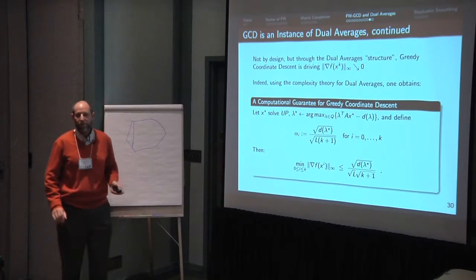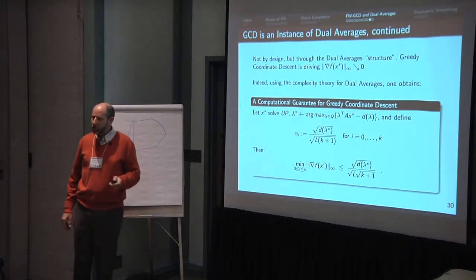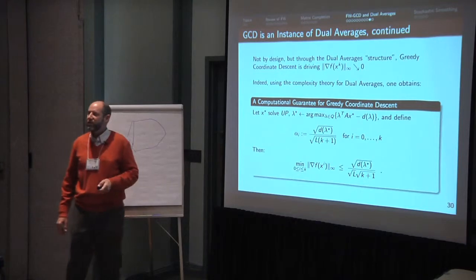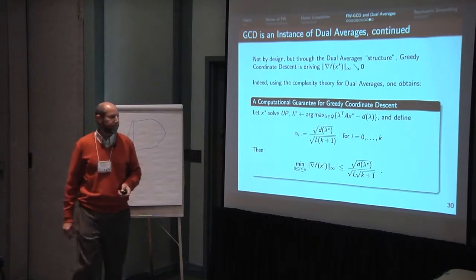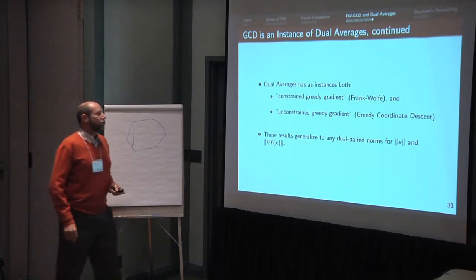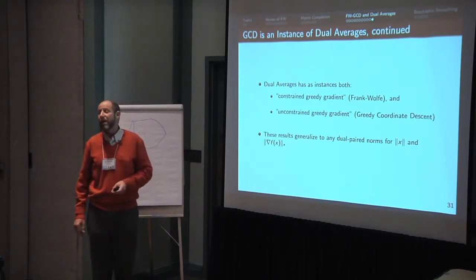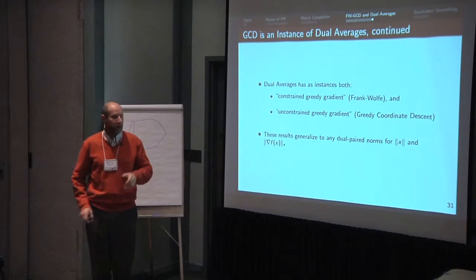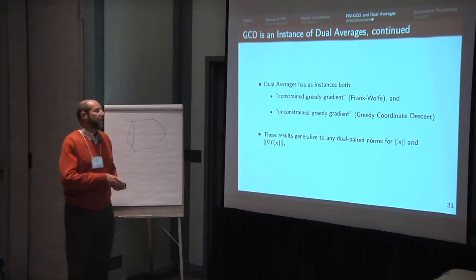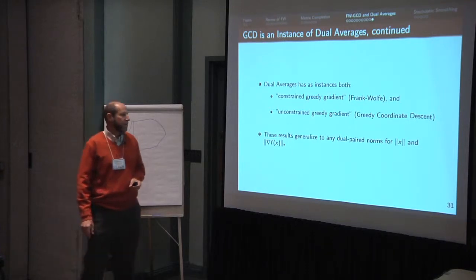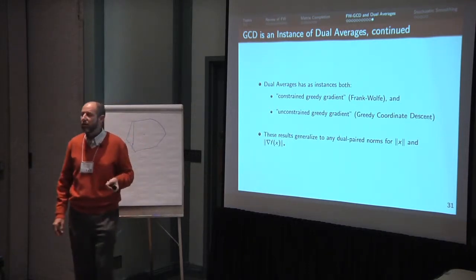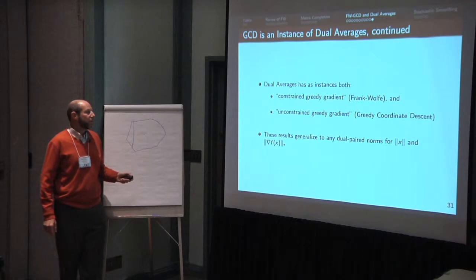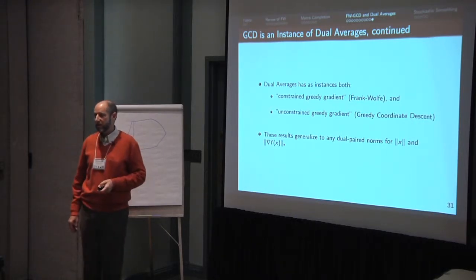All right. This structurally can't be beaten, but actually, I'm not sure of that. I would say at the moment, I take that back. But this is structurally sort of a typical non-smooth optimization analysis. So dual averages has as instances both what I would call constrained greedy gradient, Frank-Wolfe, say in an L1 norm setting where we're minimizing the gradient over the set, and unconstrained greedy gradient, greedy coordinate descent. And there was nothing special about the one norm and the infinity norm, of course. So these results generalize to any dual paired norms for x and the dual space of the gradients.